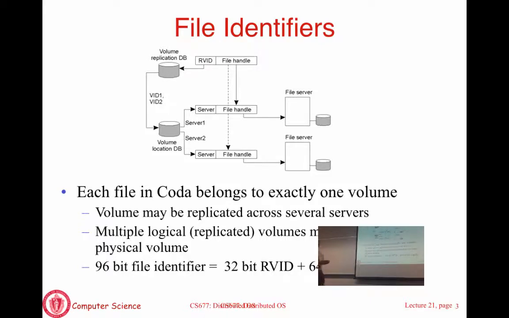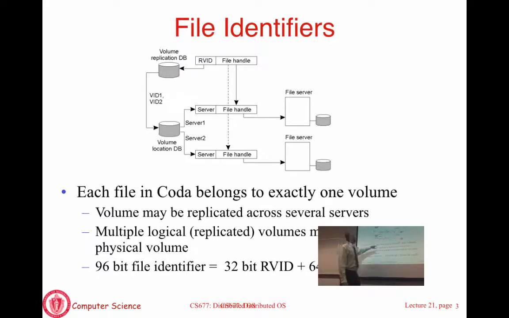First, Coda has this notion of a volume. A volume is a set of files that are logically part of that volume. Each file is going to belong to exactly one volume. And the important thing in Coda is that volumes can be replicated. In NFS, we didn't actually talk about replication. We said there's client and server. NFS has some concept of replication, but this is highly prevalent in Coda. Each volume can be replicated on multiple servers.